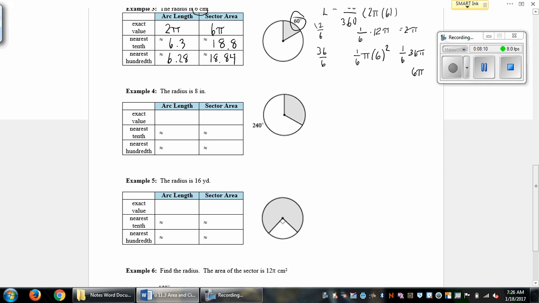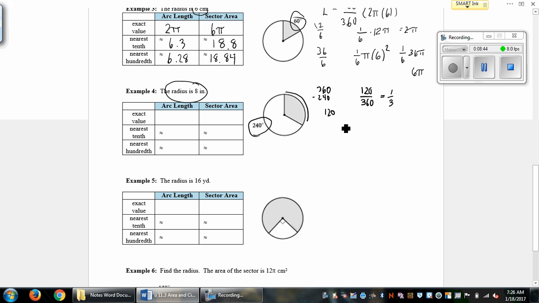Okay, so for the next one here, again, we've got radius of 8. And this one is 240, but we're looking for this degree over here. Since there's 360 degrees in a circle, we can just subtract the 240 from it. So we end up with 120. So that's going to be our fraction that we're going to create. So 120 over 360. And if we divide both those by 120, we're going to get 1/3. So we're looking for 1/3 of everything.